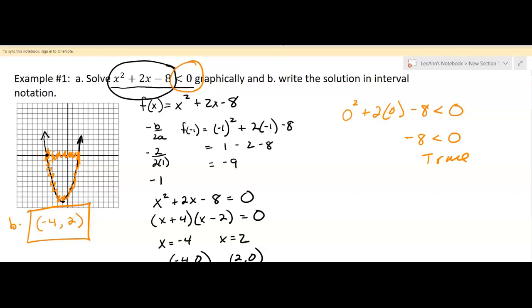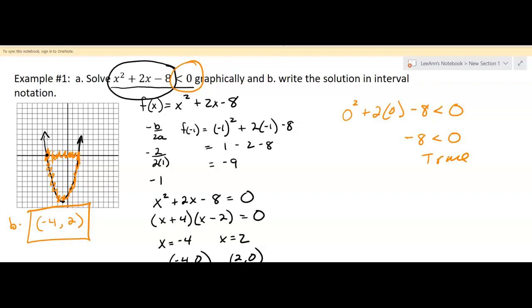Okay, so that's the idea when we're solving these by graphing. We graph it. And we kind of have to know where the x-intercepts are and if it's right side up or upside down. So if we know the vertex, we'll know that. And then if it's less than 0, we look for that interval.